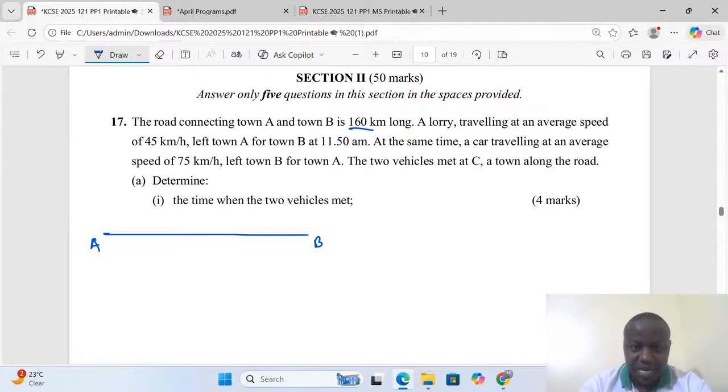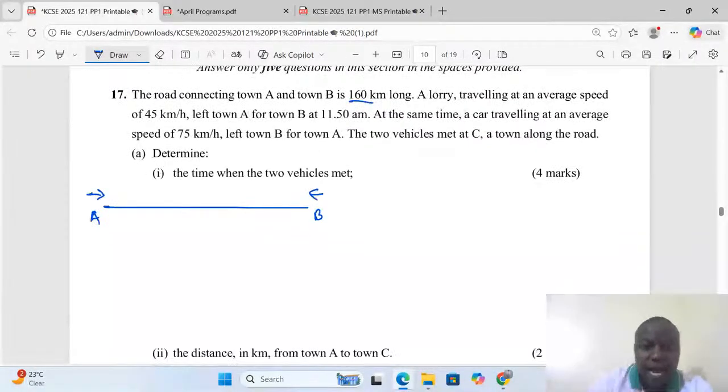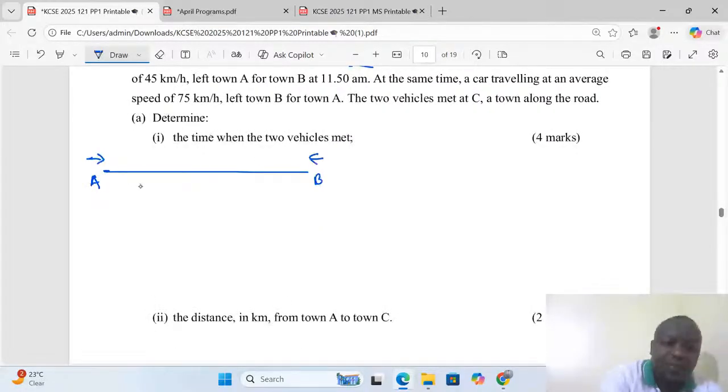Now at 11:50 a.m., a lorry is leaving town A for B at a speed of 45. At the same time, a car is leaving town B for A. So they are approaching one another, narrowing the distance between them at a common speed, which we call the approaching speed. Approaching speed is speed 1 plus speed 2. This gives us the relative speed.